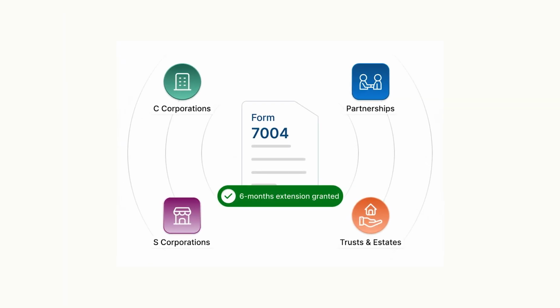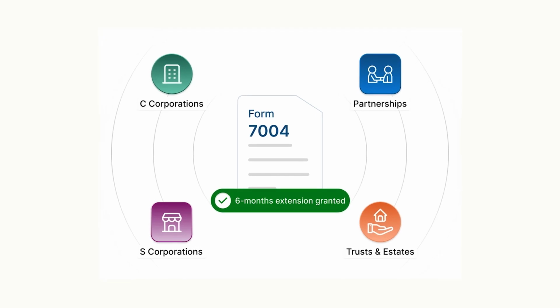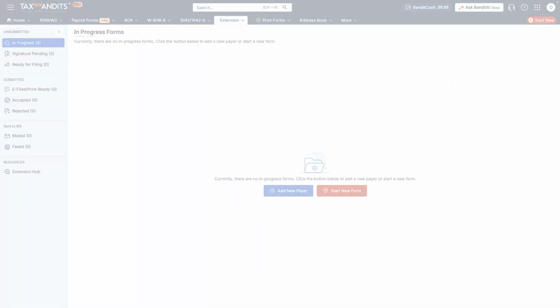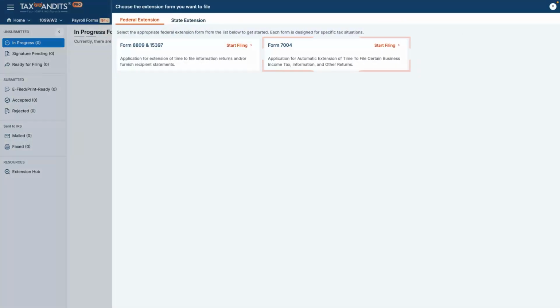TaxBandits simplifies the entire extension filing process with an intuitive extension hub, built-in error checks, bulk upload options, and real-time status tracking. To file an extension, log into your TaxBandits account. From the main dashboard, click Start New Form, then select Start Filing for Form 7004.